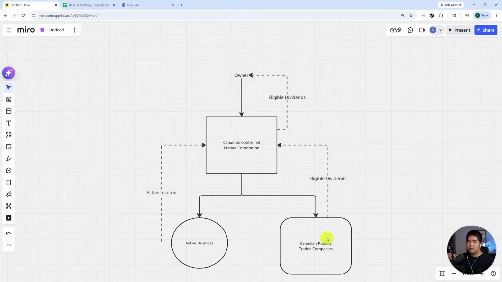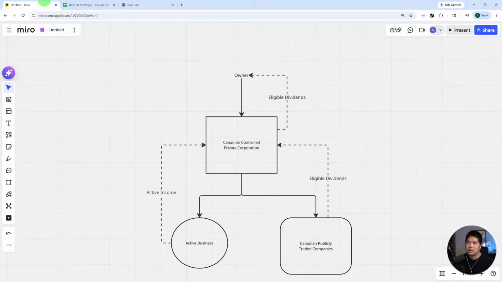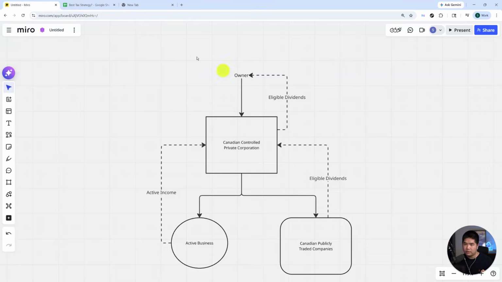companies. And we do that over time. And eventually our portfolio is big enough that it will pay us, let's say, $100,000 of eligible dividends. So we're going to receive $100,000 of eligible dividends from our investments, and then we're going to have to pay refundable tax of 38.33%.